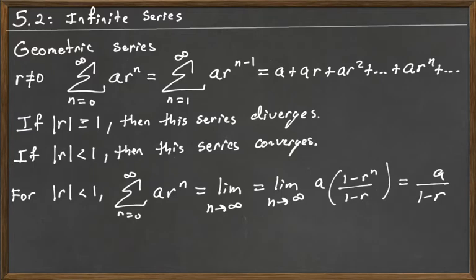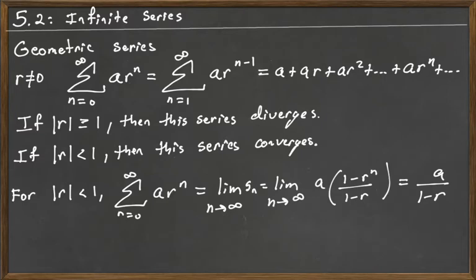If the absolute value of your common ratio is greater than or equal to 1, then the series diverges. If the absolute value of r is less than 1, then the series converges. For the absolute value of r less than 1, the sum from n equals 0 to infinity of ar to the n is equal to the limit of s of n, which is your partial sum, which is equal to the limit as n goes to infinity. That partial sum is going to be a times 1 minus r to the n all over 1 minus r.